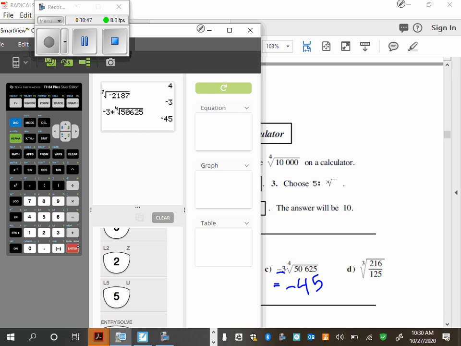Xbox is fun. Why do you even need an Xbox when you have a graphing calculator? Do this all night.